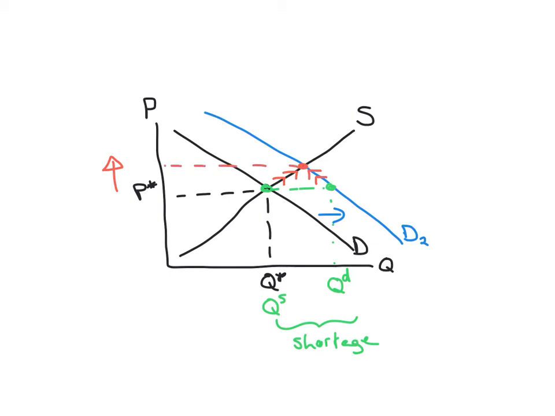Eventually, the price will stabilize at P star 2 once the shortage is gone, and there's no more pressure of a shortage to drive the price up. So that'll happen at our new equilibrium, Q star 2, P star 2. Okay, so overall, the impact is more sweatshirts being bought and sold, and the sweatshirts are actually more expensive per unit.